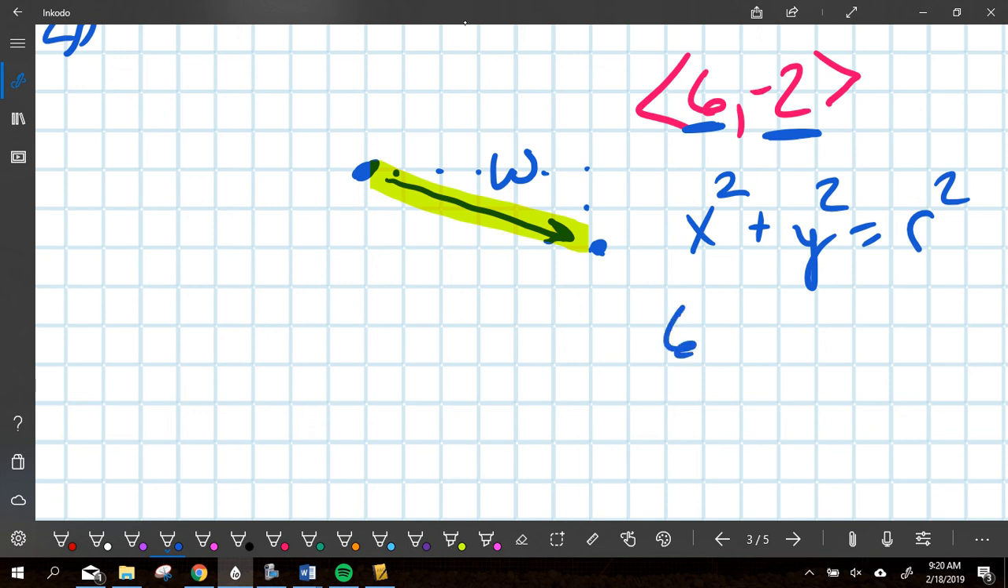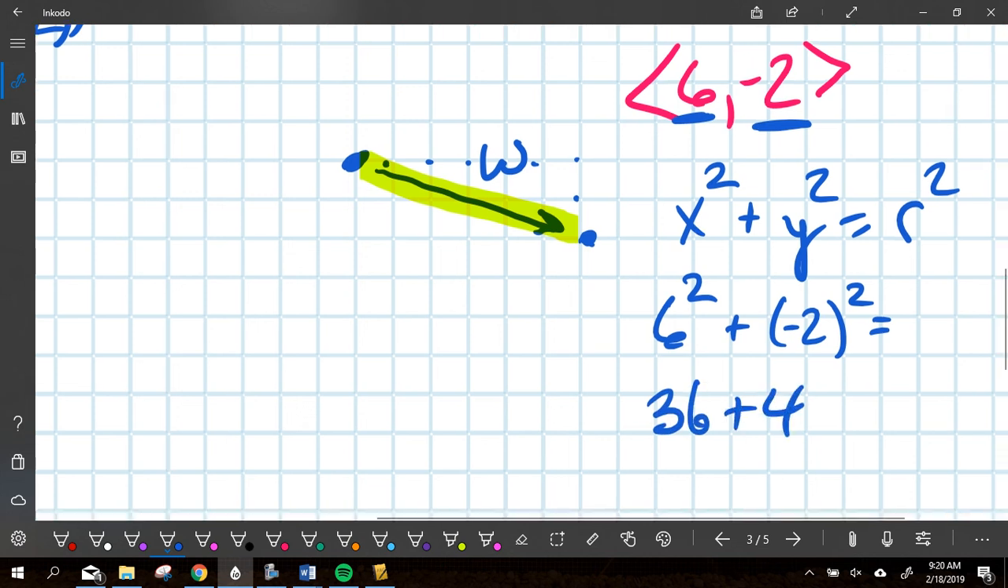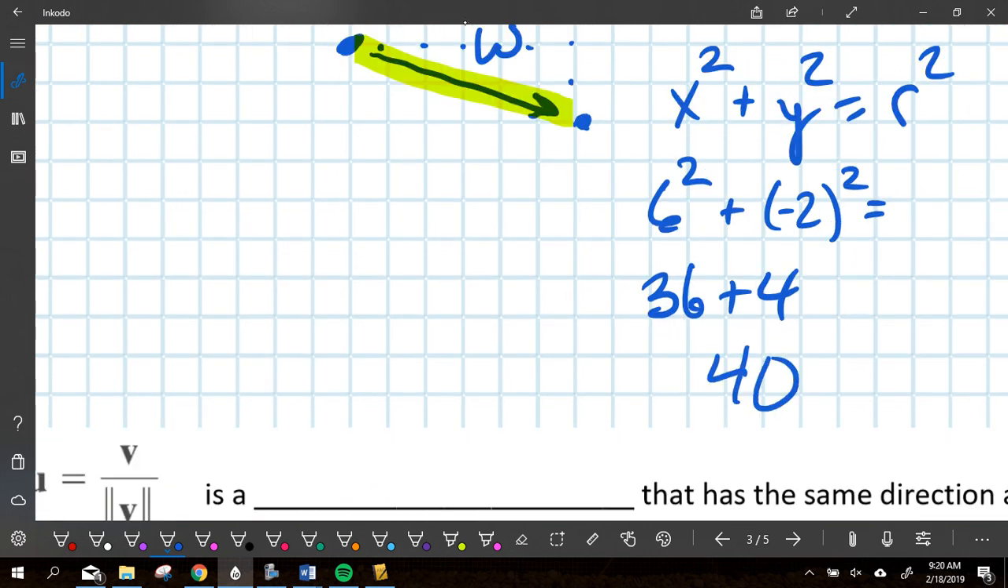It's 6 squared plus negative 2 squared. Some of you kept on your test, took negative 2 squared and got a negative number. That's bad. Don't do that. That's 36 plus 4. It's 40. Make sure you simplify radicals. We're always simplifying radicals. I've never told you not to.